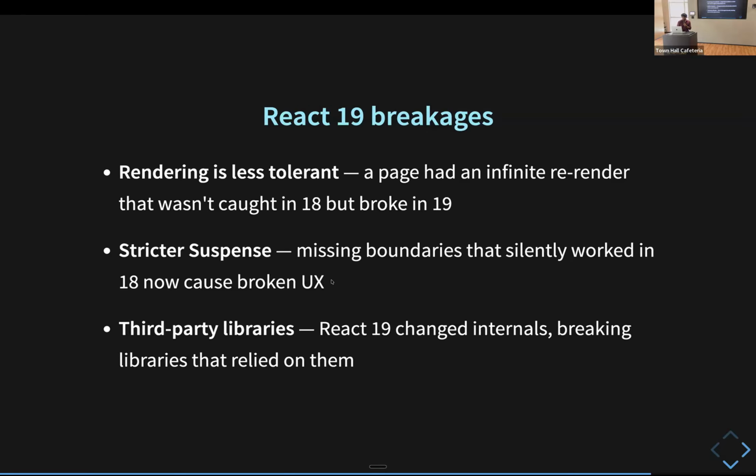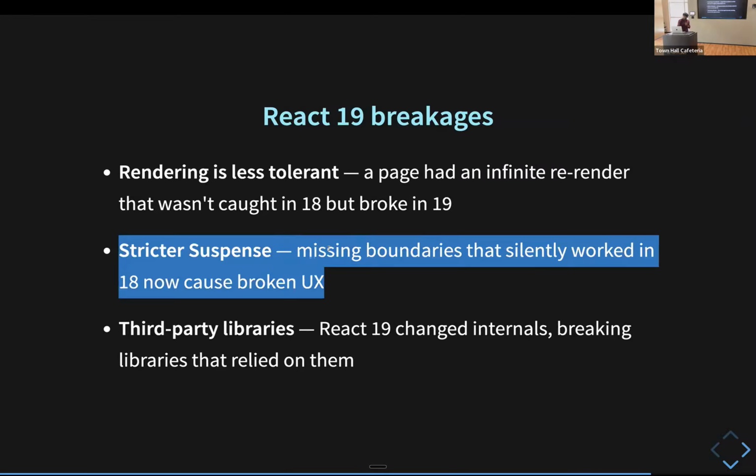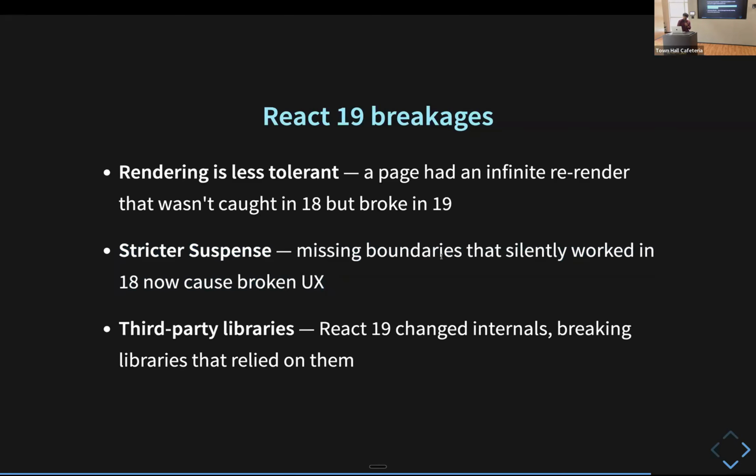There are also differences around React Suspense. In a sense, Suspense boundaries are stricter now. If you have some missing Suspense boundary, it would cause a breakage around your UX. It shouldn't be working in 18 as well. It should flag issues, but what I've observed is that it somehow works in 18, while in 19 it causes issues.